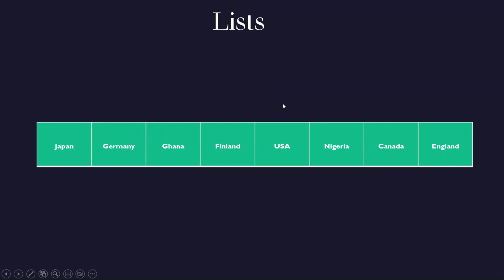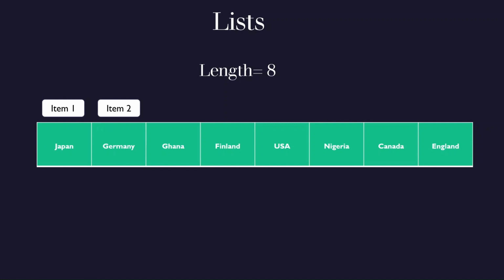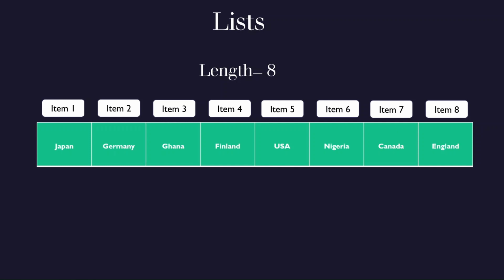Now we have a list of countries, and the length is 8. So we have item 1, item 2, item 3, which is Ghana, item 4, 5 through to 8. So item 1, Japan, item 6, Nigeria, item 8 is England.